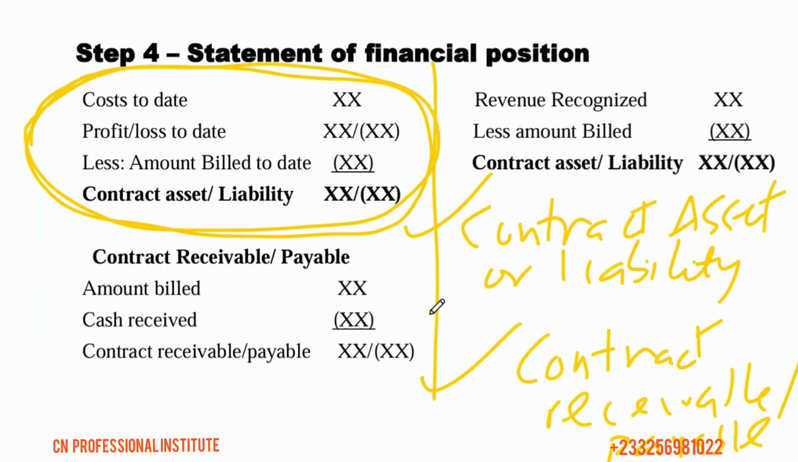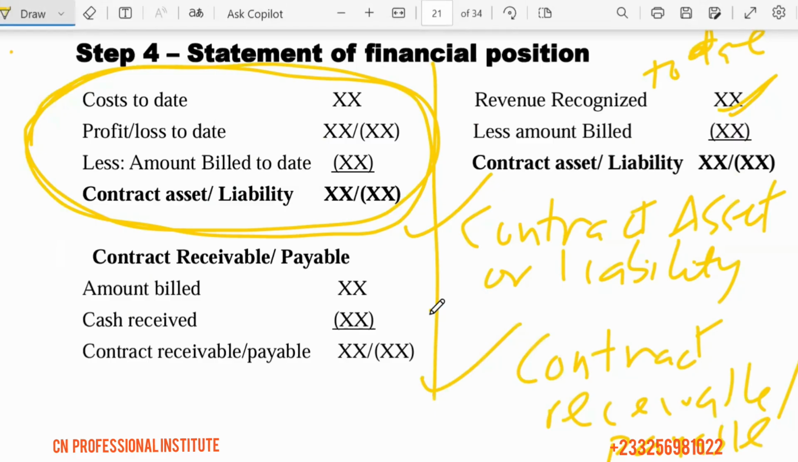So with the contract asset or liability, you pick your revenue recognized to date. This figure here, revenue recognized, it is to date. Don't forget that it is revenue recognized to date. Why is it revenue recognized to date? It's because financial position items are cumulative. Are you following? Financial position items are cumulative. They are not just one-time stuff.